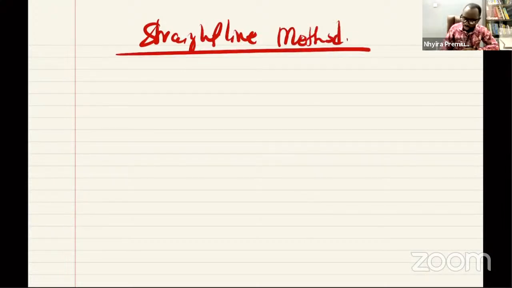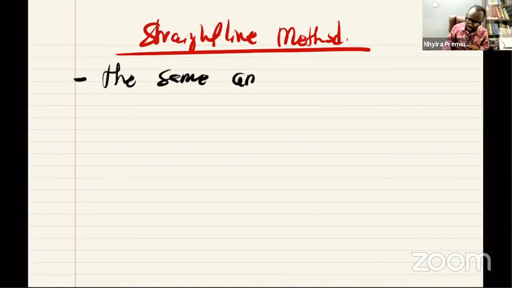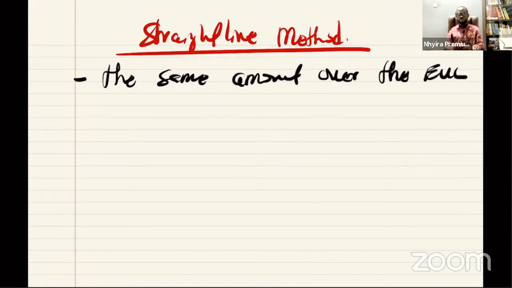So let's explain this concept real quick. Straight line method. When it comes to the straight line method, it is a method of depreciation where depreciation is calculated taking into consideration the number of years or the economic useful life of the asset. In other words, under the straight line method, the same amount of depreciation is charged over the economic useful life of the asset.